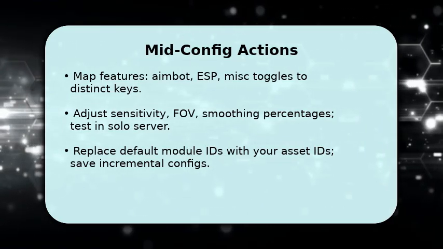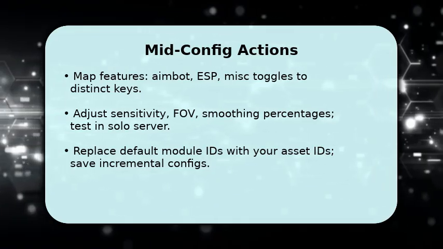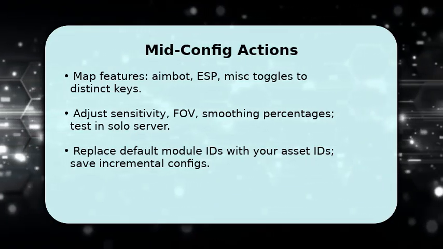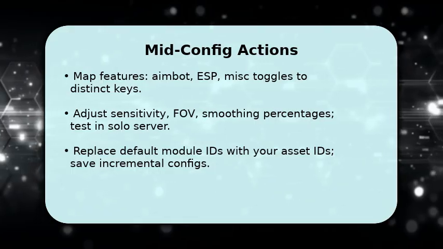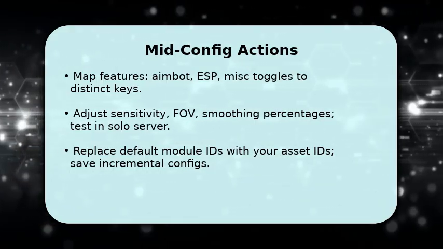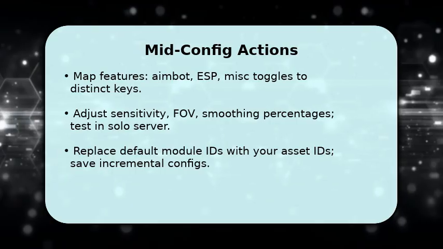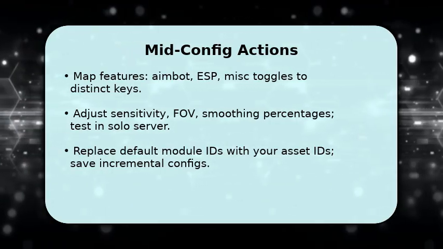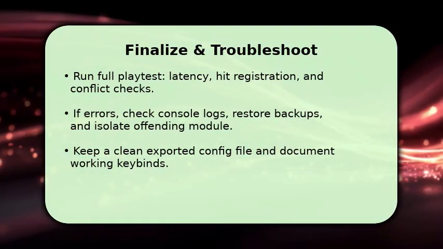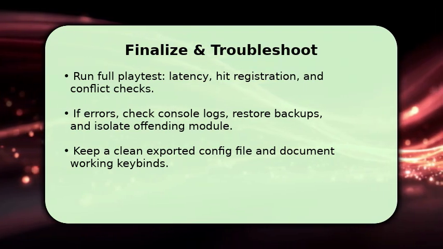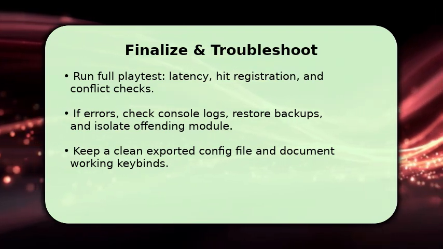Make targeted edits to module ID and replace defaults with your asset ID to ensure compatibility. While configuring, save incremental configs so you can revert to a prior working state if a change breaks functionality. To finish, run a full playtest focusing on latency, hit registration, and feature conflicts so you confirm stability.